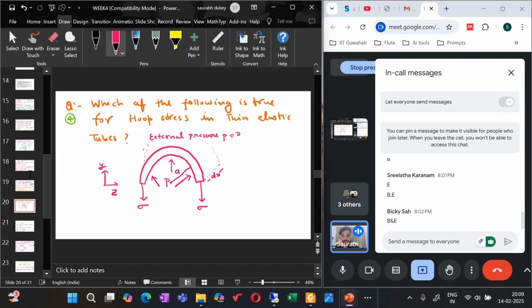So the next question you look at is, which of the following is true for hoop stress in thin elastic tubes, right? This particular picture actually dictates the same. If you see this, the hoop stress, that explanation was there in the first week of the lecture also. I will be explaining the same again. So here the elastic tube is like this.